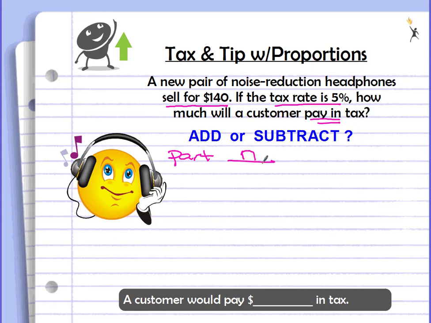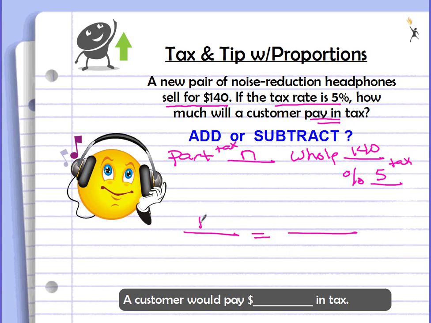This is our unknown, our N, and it's the tax amount that we're looking for. The whole is going to be the cost of the headphones, which is $140. And then the percent is 5%, and this represents the tax. Now, make sure, do the percent and the part describe the same thing? Yes, they both describe the tax amounts. So we're good to go. Let's do our proportion, part to whole. The unknown N, the whole is $140. 5 is our percent, and that's always out of 100.